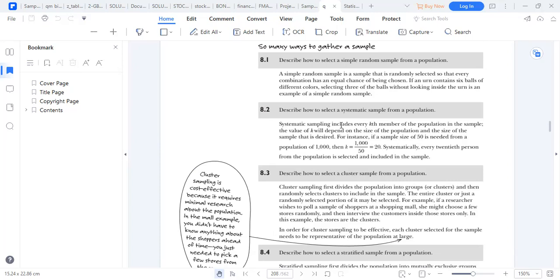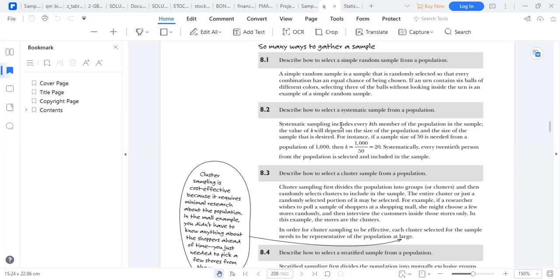So there's what we call a simple random sample. This is simply a sample that is randomly selected so that every combination has equal chance of being chosen. For instance, you have an urn that has 6 balls with different colors. What are the chances of picking 3 balls without looking inside? That is what we call simple random sampling. When we are selecting a winner for a lotto, we use simple random sampling to select the numbers.